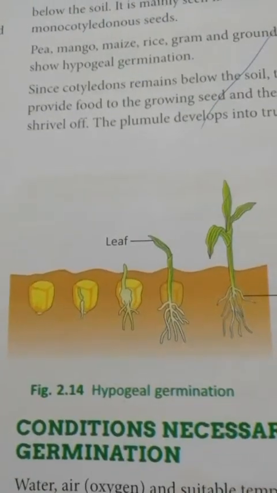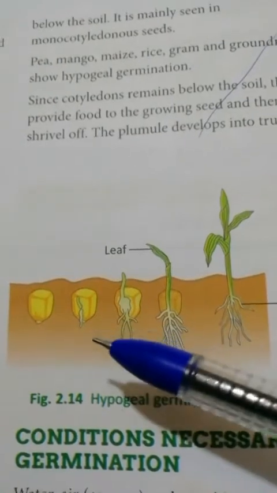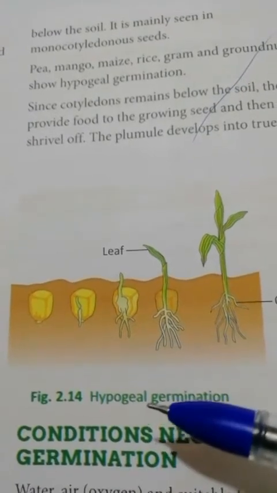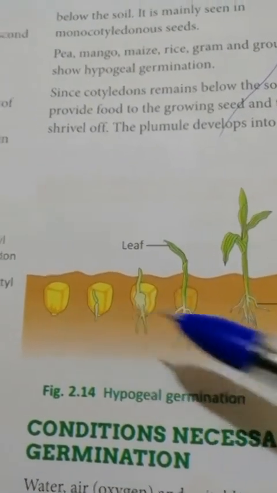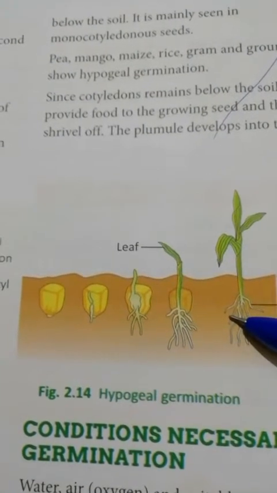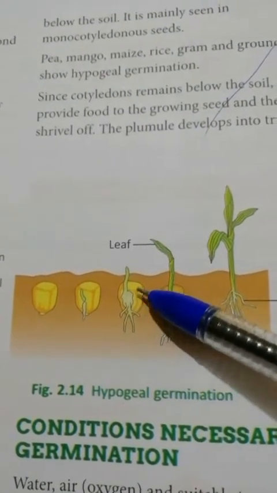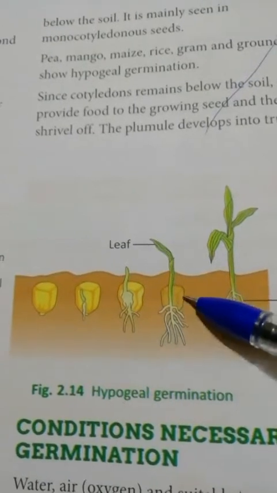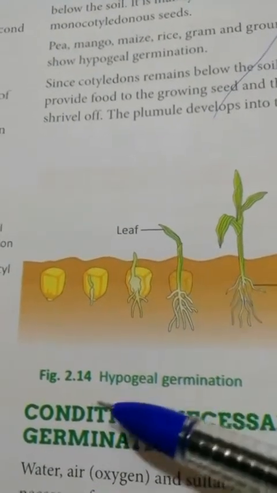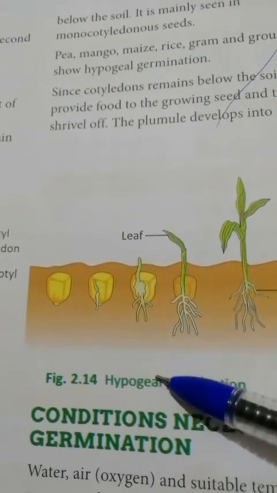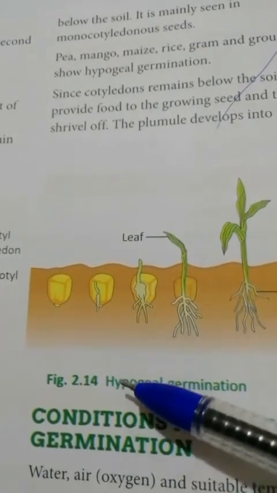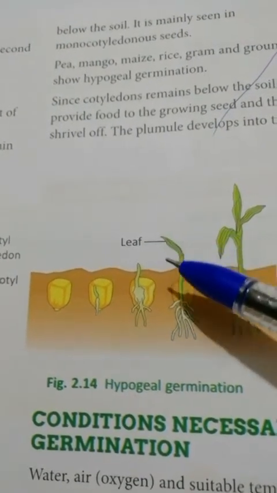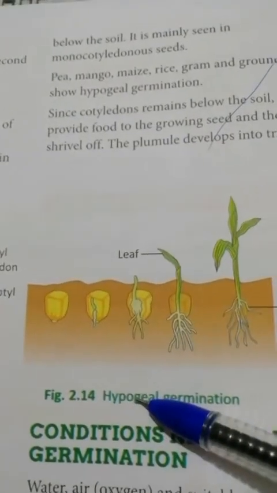In the case of maize germination, the cotyledons remain under the ground and this is called hypogeal germination. Children, look here, this is the germination of maize seed. Here the cotyledons remain under the soil and the shoot moves upward. This type of germination is hypogeal germination. Hypo means below, and geal means earth, meaning the cotyledons remain below the soil and the shoot moves upward.